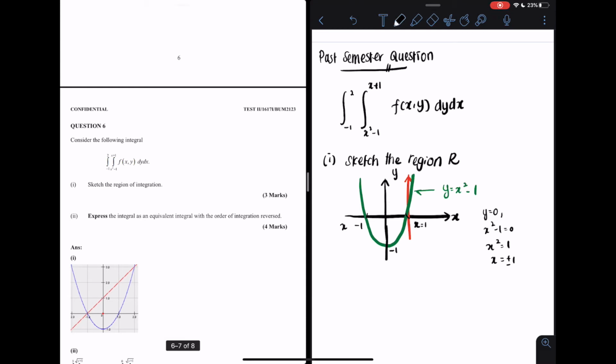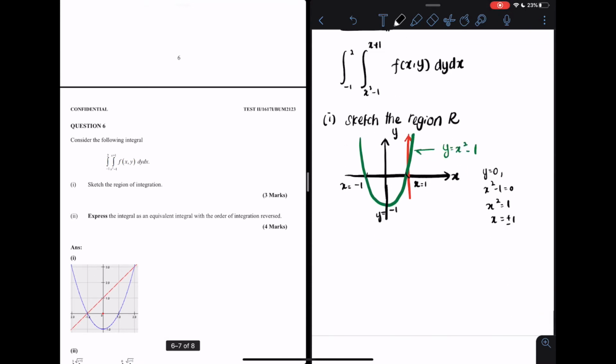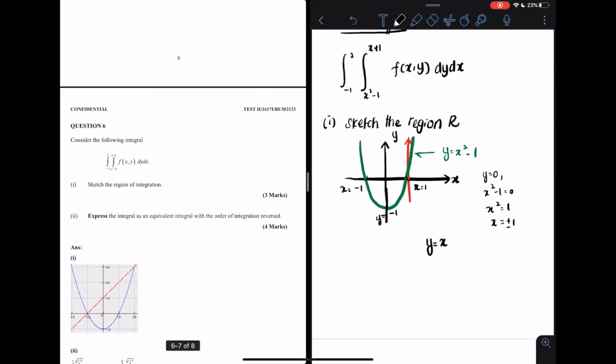So here x is equal to negative 1. Here y is equal to negative 1. So right now, right after the red arrow comes across the parabola y is equal to x squared minus 1, the parabola will touch another curve, which is y is equal to x plus 1. This is actually an equation that will produce a straight line.